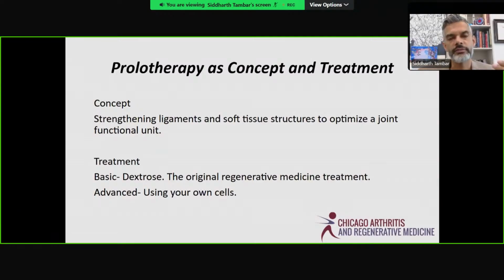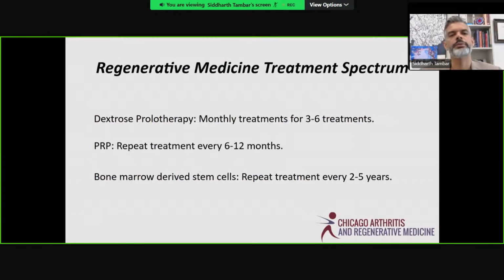A more advanced version of prolotherapy now is utilizing your own blood platelets, your own other kind of cells from your blood, and your own bone marrow concentrated stem cells to treat tissues that have been damaged, to support them, to strengthen them, to improve stability and reduce inflammation long term, to reduce pain, improve function long term, and improve overall quality of life.